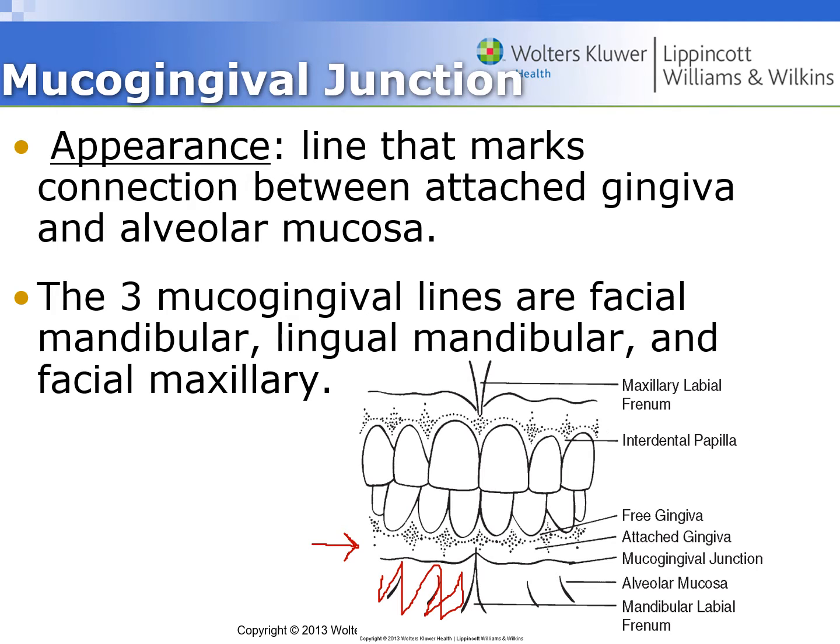It's often much redder. It has the frenums. The maxillary frenums come down and attach from your alveolar mucosa to your attached gingiva to keep your lips from flapping around. So this demarcation, the line between the attached gingiva and the alveolar mucosa, is called the mucogingival junction. And you can pretty well see it.